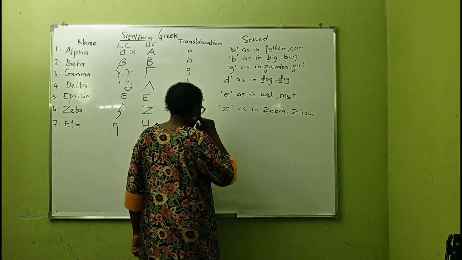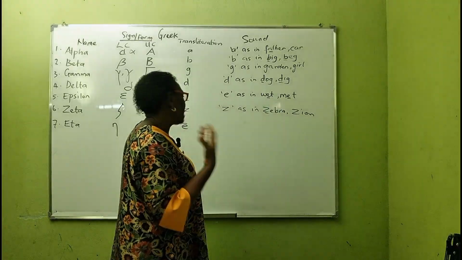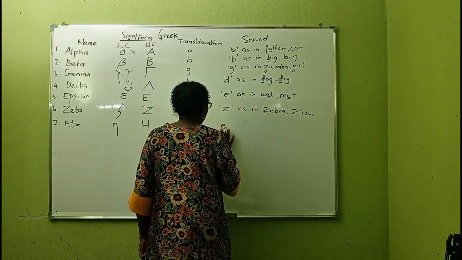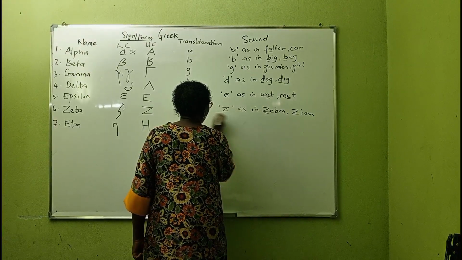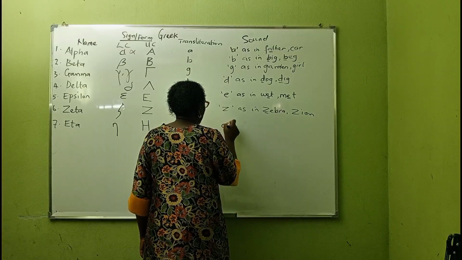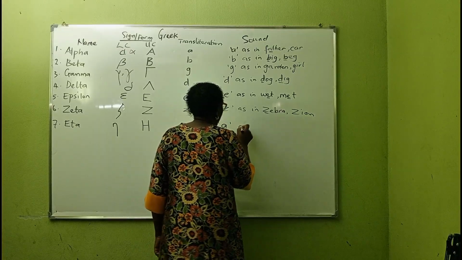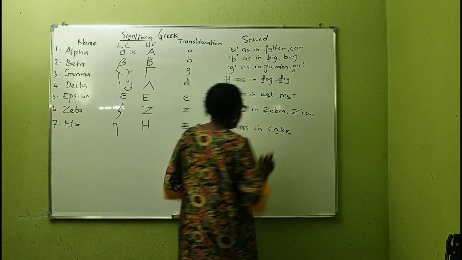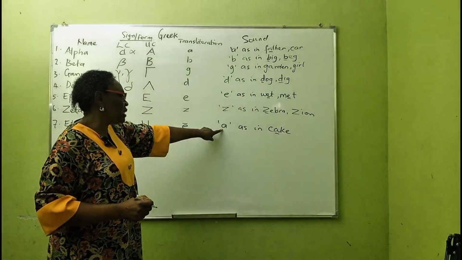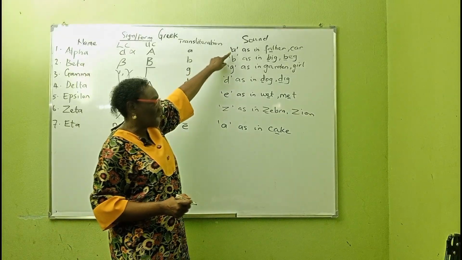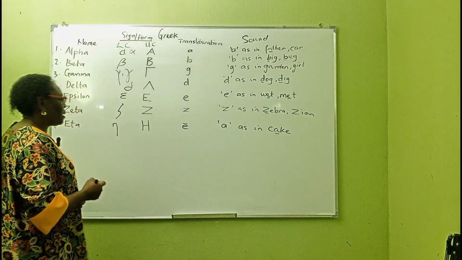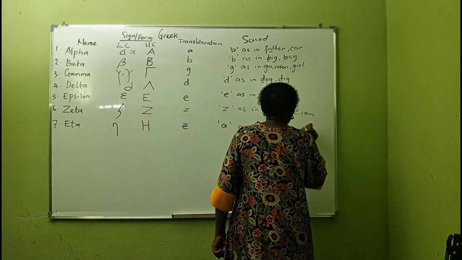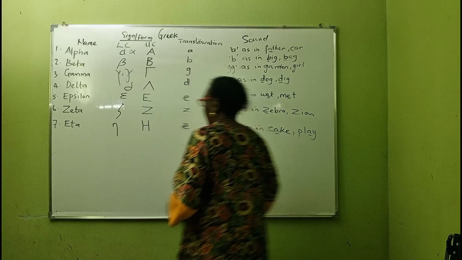Now, how do we write eta in terms of sound? Our concern here is sound. We can say the sound is A as in cake. This is not A. So this here is A. This here is A. It's different. Okay? Cake. Play. All those ones is basically the same. Play. It is an A sound.